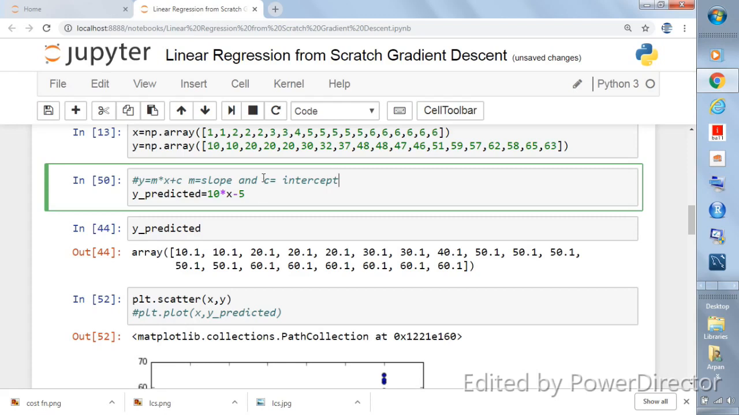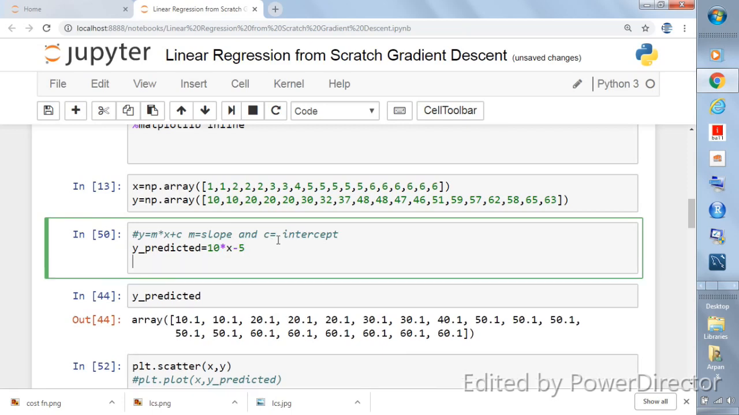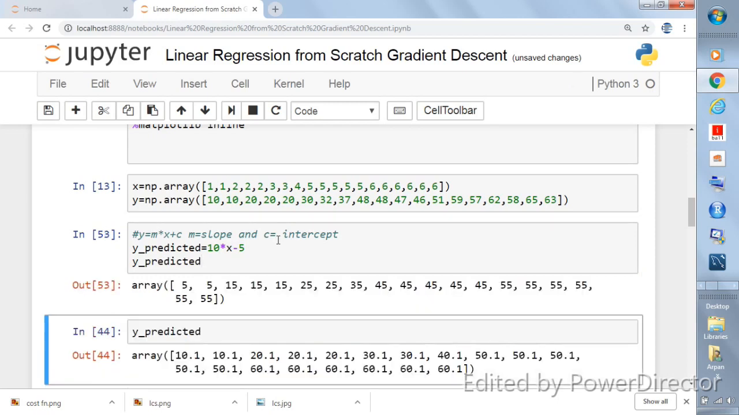Now we are defining the predicted line. For a given x, let's say m is 10 and c is minus 5. Once we have defined this, we get the predicted values of y for each value of x. For x equal to 1, we get 5. For x equal to 2, we get 15. For x equal to 3, we get 25. Like this we get the values. For x equal to 6, y is equal to 55. These are the predicted values.